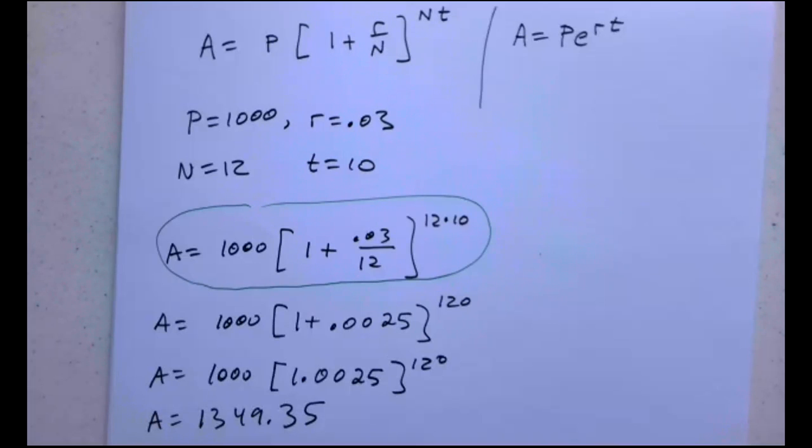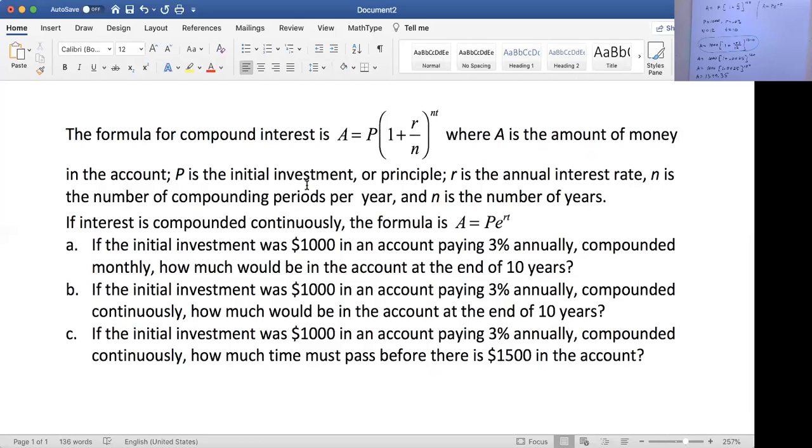Now, what was the next question that we asked? If the initial investment was 1,000 in an account paying 3% annually, compounded continuously. So consumers always think, oh, the more often interest is compounded, the more money I'm going to make. And there's some truth to that, but you'll see that the difference is not as great as you would think. Compounded continuously means more than every second. And then the model we have for that is A equals P e to the rt, as you see here.